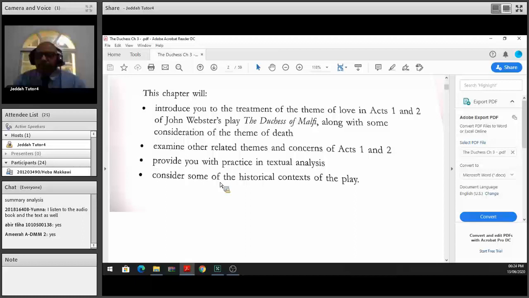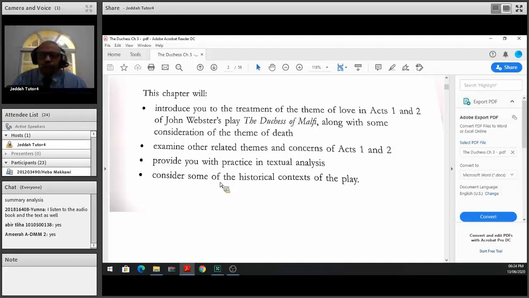We'll provide you with practice in textual analysis. So this is what we're doing all the time. We are analyzing the plays, and this is called textual because we're analyzing the text. It is true that we refer back to the age, and we set the events against the events in the age, but our primary focus would be on analyzing the text itself. Okay, this is called textual analysis.